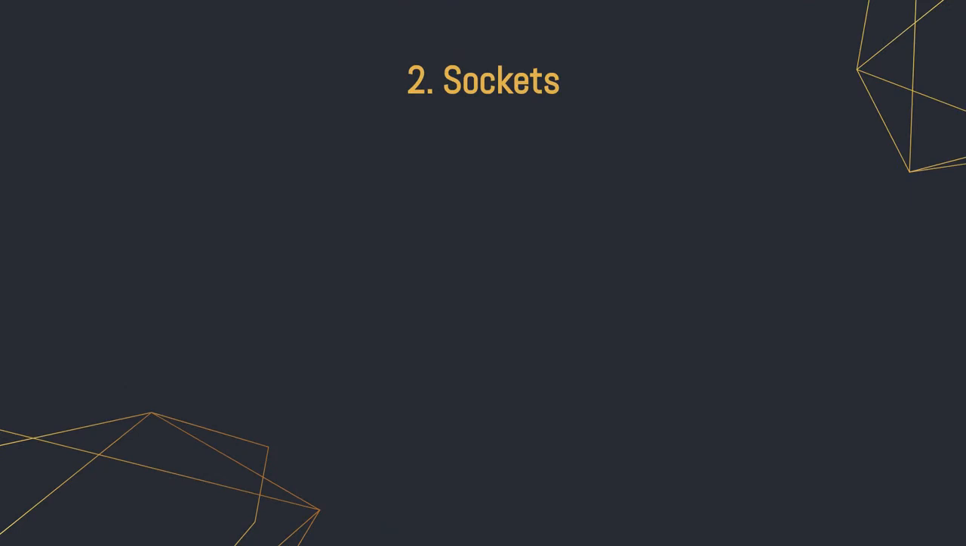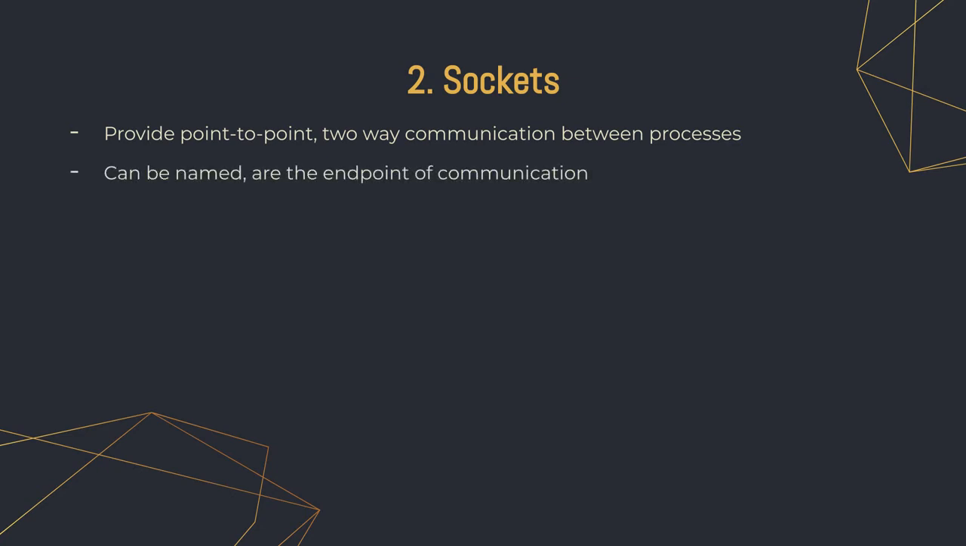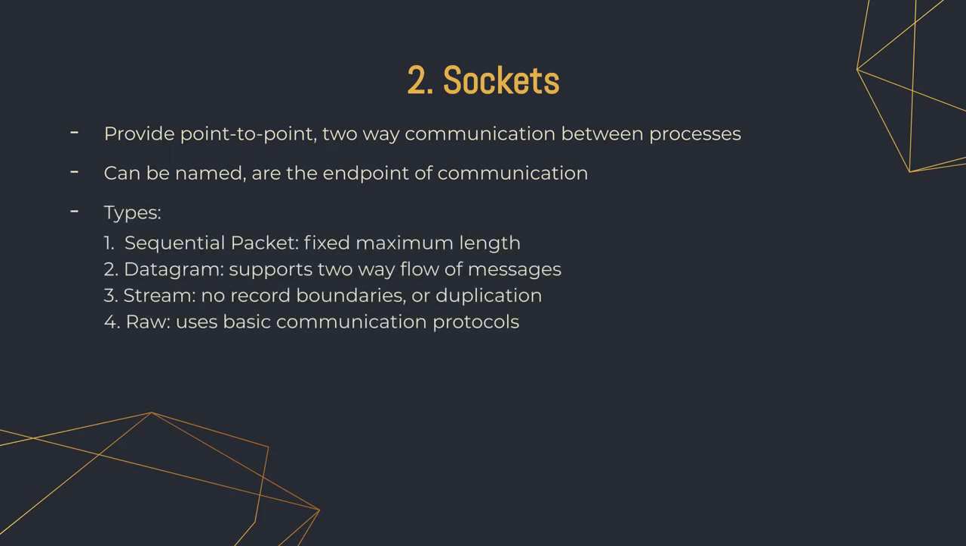Our next method is using sockets. So sockets provide point-to-point two-way communication between processes. They are simply endpoints for sending or receiving data in a network. This is true for data sent between processes on the same computer or data sent between different computers on the same network. There are a couple different types of sockets.